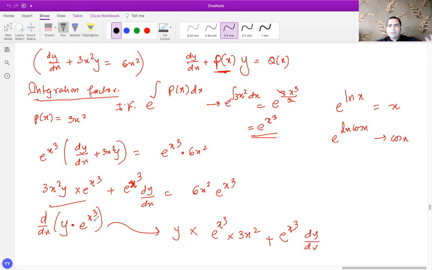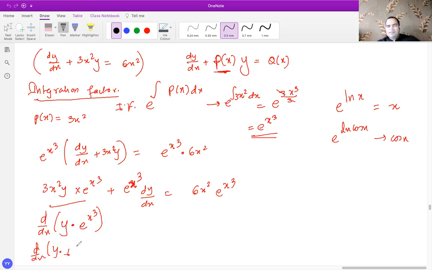Now actually you don't need to think about it while doing this step. If you have found the integration factor correctly, it will be the derivative of y times the integration factor. This step comes after you multiply with the integration factor. You do show the step, but you don't need to really analyze what this is the derivative of. It is simply the derivative of y times the integration factor. Simple. If I go backwards, I'll get this. And this equals 6x squared e to the power x cubed.